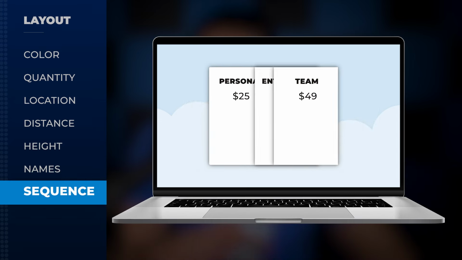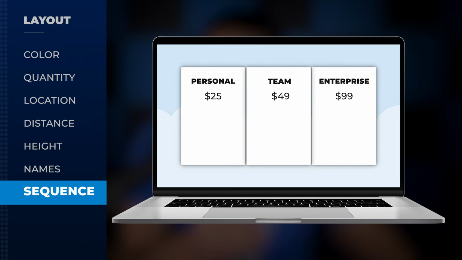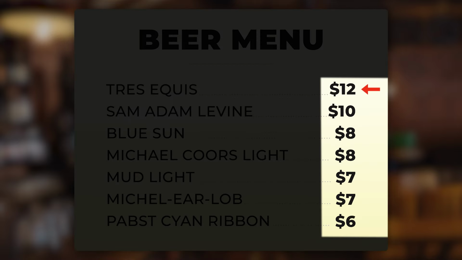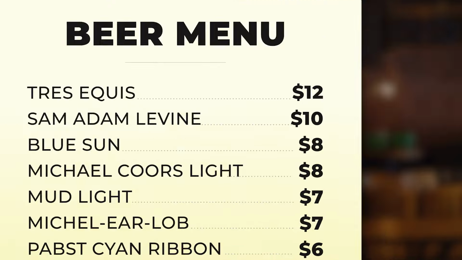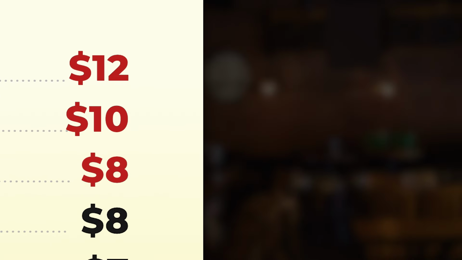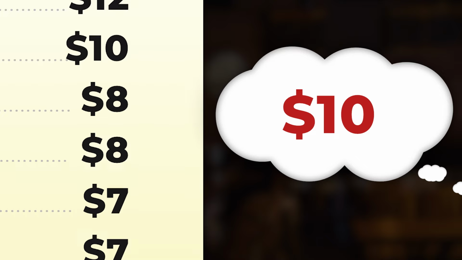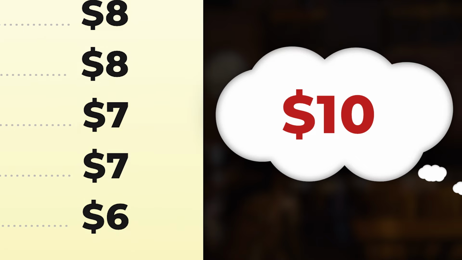Next, sequence. In which order should you arrange these plans? In one study, a restaurant increased their revenue by listing beer prices from most expensive to least expensive. When people read these prices, the first few items established a higher reference price, which in turn made these subsequent prices seem cheaper. Unfortunately, we can't really do this with pricing pages.